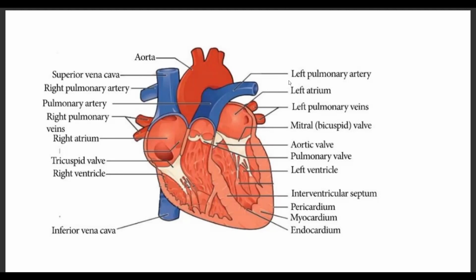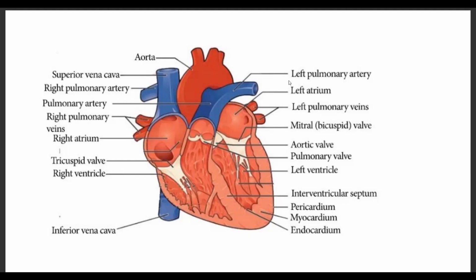Now, the heart is divided completely into right and left side by the interventricular septum. Then the atria and the ventricles on each side are divided by the atrioventricular valve, right? On the right side, there is the tricuspid valve. There are 3 flaps. On the left side, the atrioventricular valve is called the bicuspid or mitral valve.